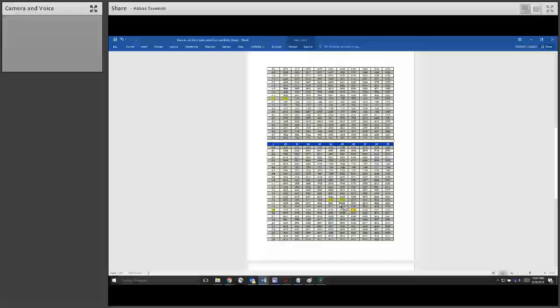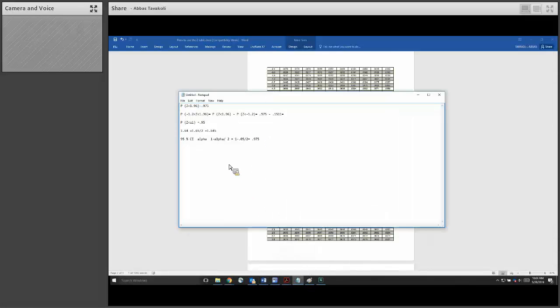If you look at it, we don't have exactly 0.95. We have 0.495 and 0.505, which correspond to the z values 1.64 and 1.65. So what you can do is take the average of those two values, and that would be the z value for that area, which is 1.645.